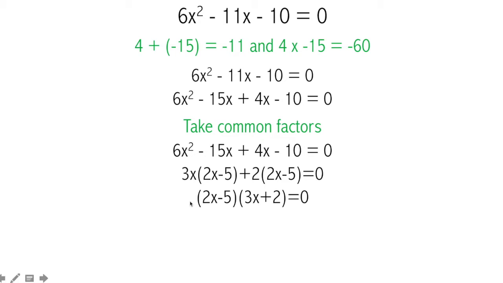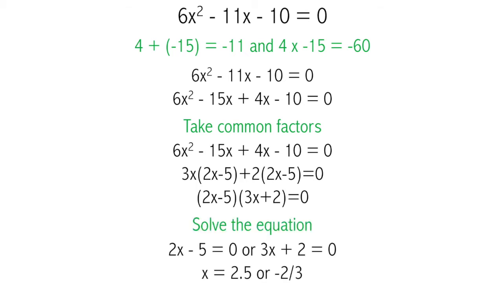Now what this equation basically tells us is that the product of 2x minus 5 and 3x plus 2 is 0. Therefore we know that either 2x minus 5 is 0 or 3x plus 2 is 0, and that is how we solve the equation. That gives us the solutions for x. So x has to be either 2.5 or minus 2 by 3 for this to be true. And that is how you solve the equation using factorization.